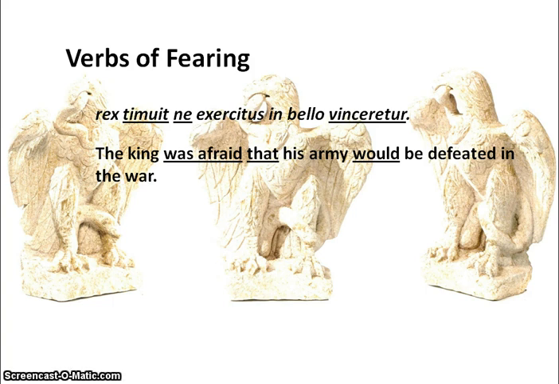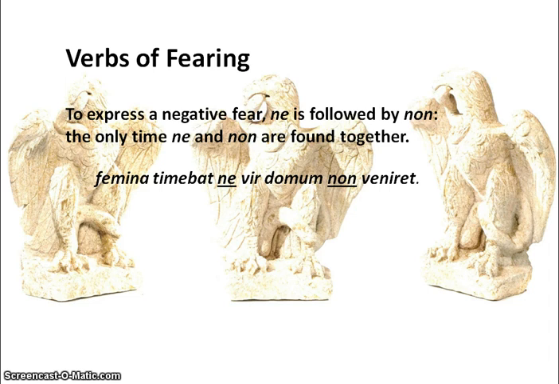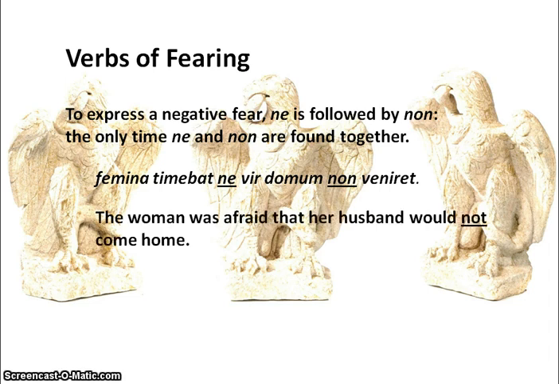Nice and straightforward. Now, a negative verb of fearing also uses ne, but is also followed by non. Now, this really kind of marks out a negative verb of fearing clause, because it's the only time at GCSE that ne and non are found together in one construction. And so we get femina timebat ne vir domum non veniret. So the woman was afraid that her husband would not come home. So it's still a fear for the future, but it's a fear that something won't happen. Afraid that her husband would not come home.